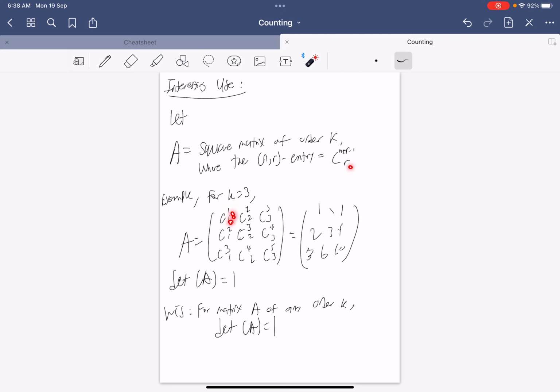So it's 1 choose 1, 2 choose 2, 3 choose 3 for the first row. For the second row it is 2 choose 1, 3 choose 2, 4 choose 3. For the third row it is 3 choose 1, 4 choose 2, 5 choose 3. You can expand it out easily to show that this is the matrix 1 1 1, 2 3 4, 3 6 10. You can directly compute the determinant and show that it's 1.